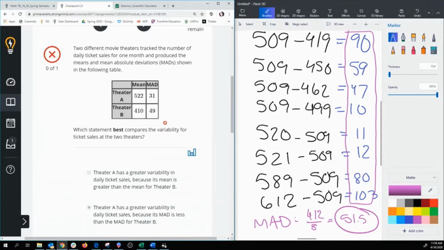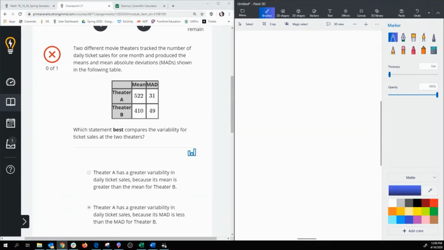All right, so the next problem I have has this table with theater A and theater B, and then it gives you your mean and your mean absolute deviation. So I will give you guys a second to type in that last one, and then let me know when you are ready with this question here.